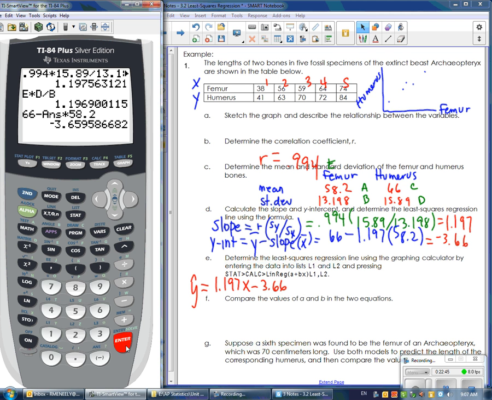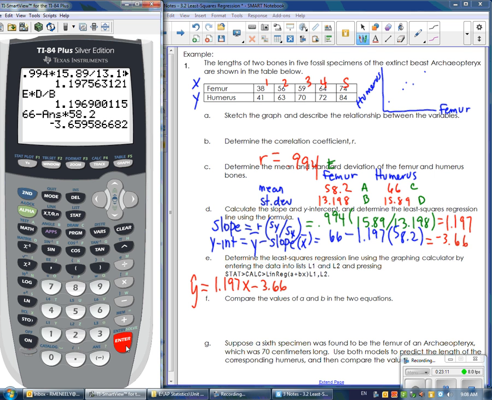So remember, our slope is basically the predicted change in y as x increases by 1. So if I were to just replace that with my actual slope, it means that I expect the humerus bone to increase by 1.197 centimeters for every centimeter increase in the femur bone. That's how I would write it. So we predict, let me write this.